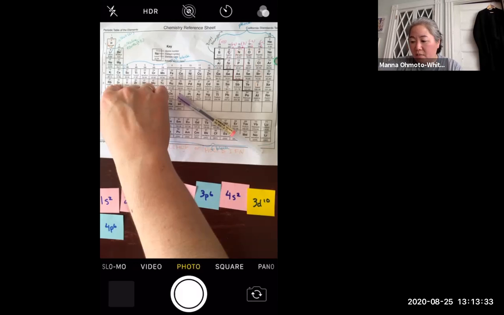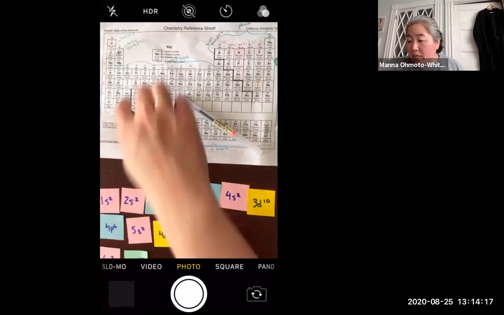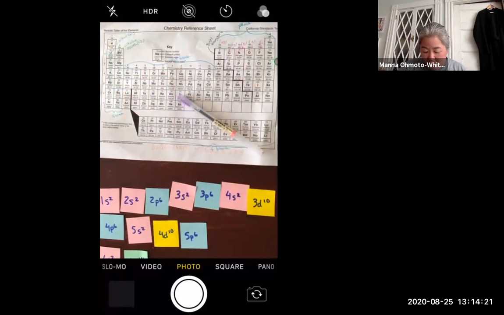And you think 5d10, but I forgot my f orbitals. They're down here. My f orbitals fill in later. So that will be 4f14. I got my 4f14 here. Now I go back up to 5d, but I have 1, 2, 3, 4, 5, 6, 7 into my d block elements. So that will be 5d7, which is right here.